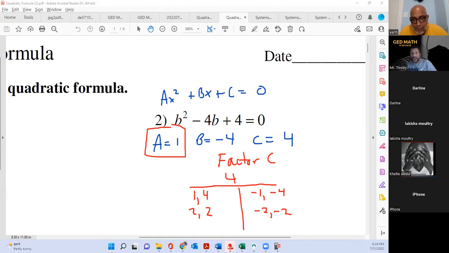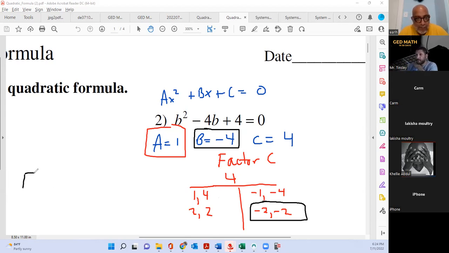What factor pair will give you B? Negative 2 and negative 2. So those give you the answer. Now, instead of X, I have to use B. So what am I going to write to factor this quadratic equation? B minus 2, and B minus 2.